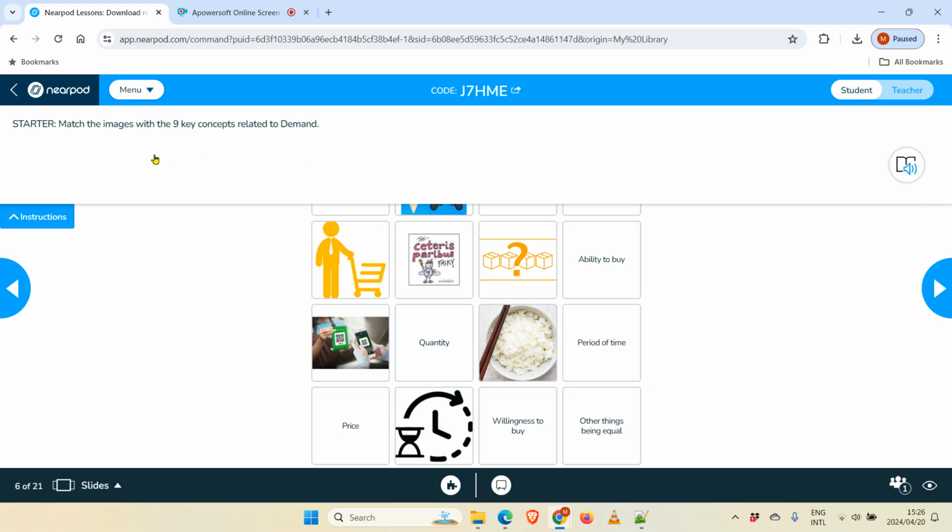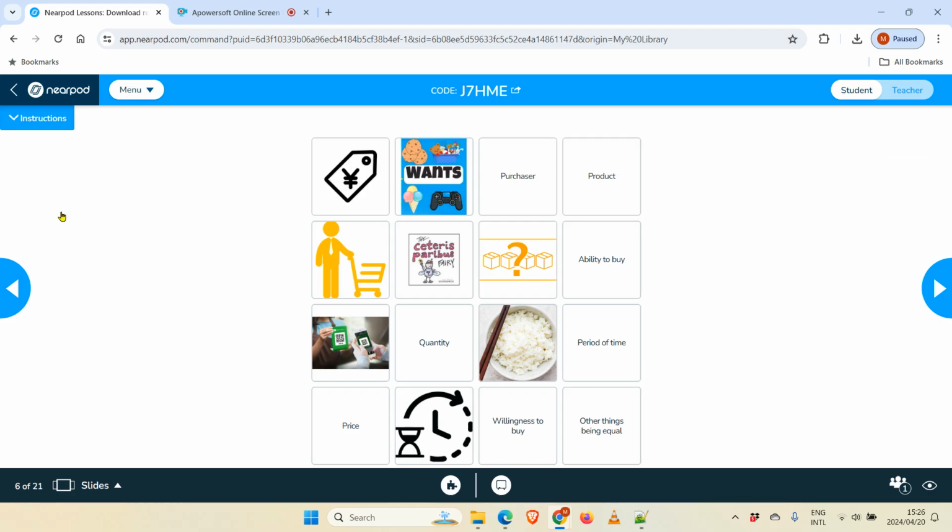And this is what the student will see, the instructions, and in this case, just some images, and there are some terms which they have to match. So let's just try one of them, this one and that one, they match, so that's correct. So that's a starter activity which the students will see that they more or less know common sense about demand.